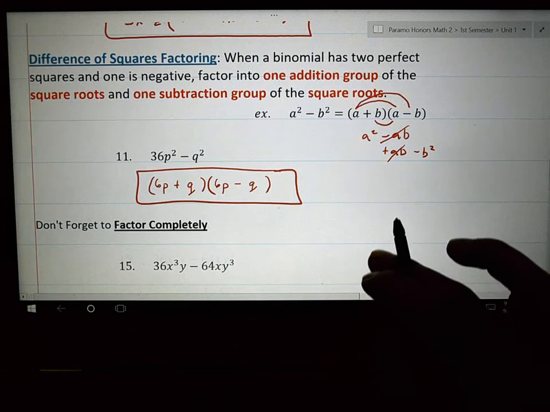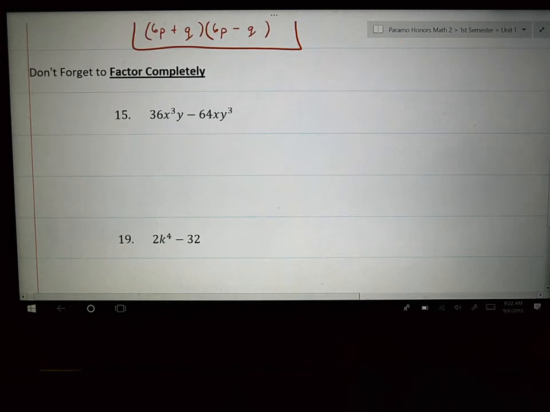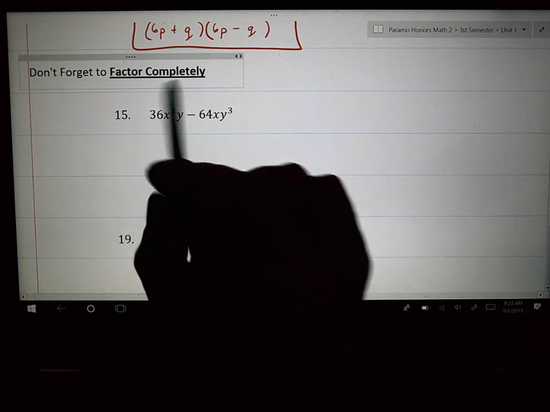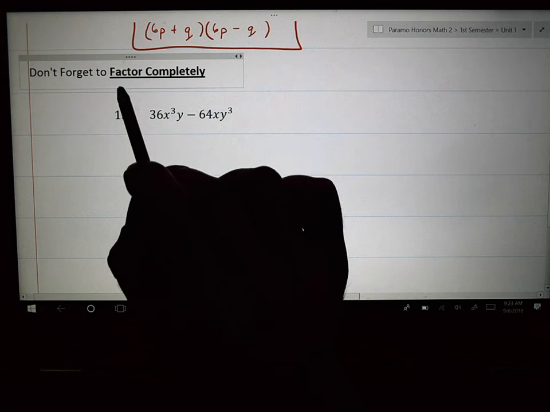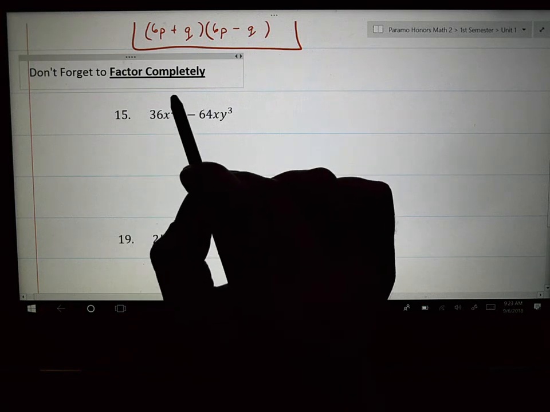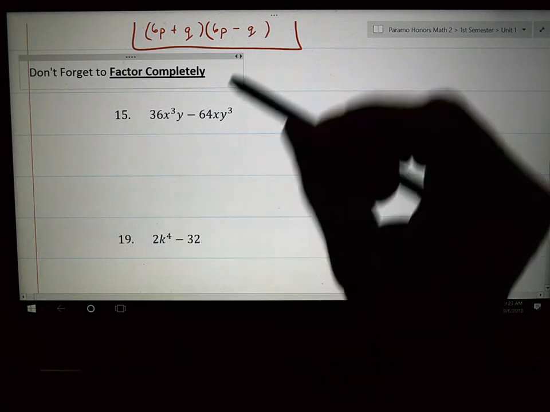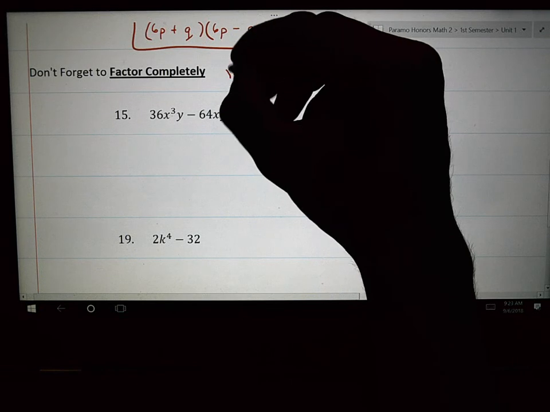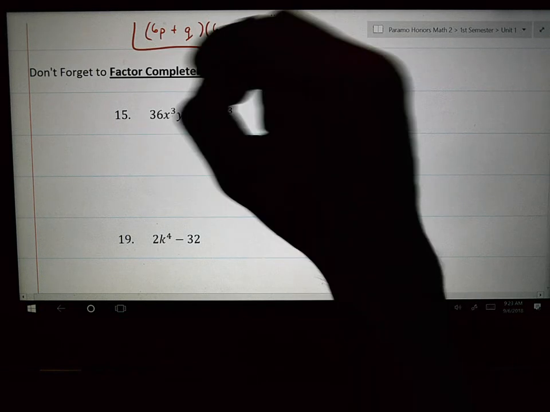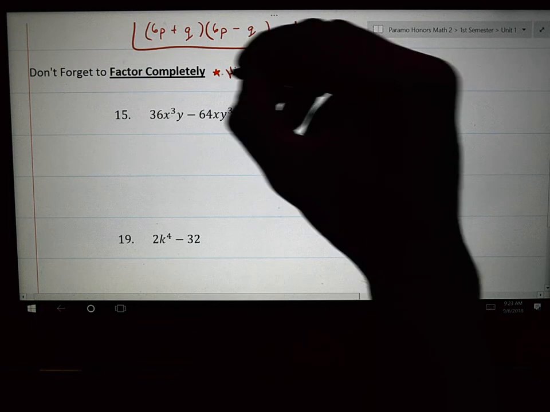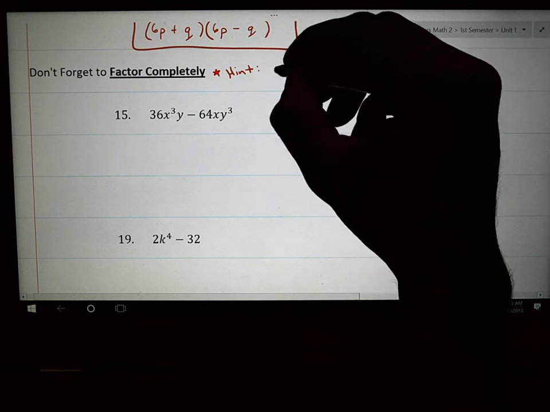How does this get harder? It gets harder when you put both methods together. Meaning, what if you have to do a GCF and the difference of squares? Let's look at number 15. Whenever you see the words factor completely, a lot of times that is going to be a hint to you. Let me put over here, hint. When you see this, hint, it usually means you're going to have to do more than one method.